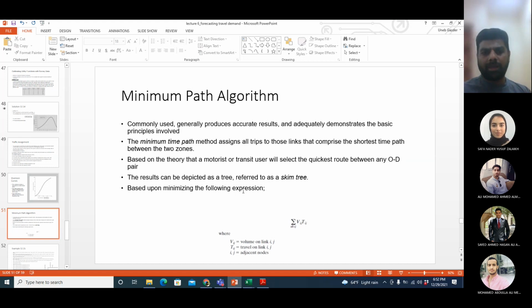So we use an approach which is known as the skim tree approach. In a skim tree, basically you plot a tree from one zone to the other zone, and you connect the branches which have the least travel time. So basically in the minimum path algorithm, you are trying to minimize this expression, where V is the volume on the link and T is the travel time of the link. So we are trying to minimize the volume into travel time product for each link.